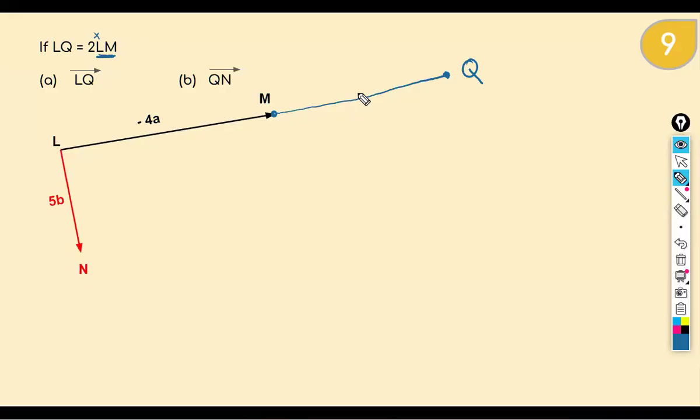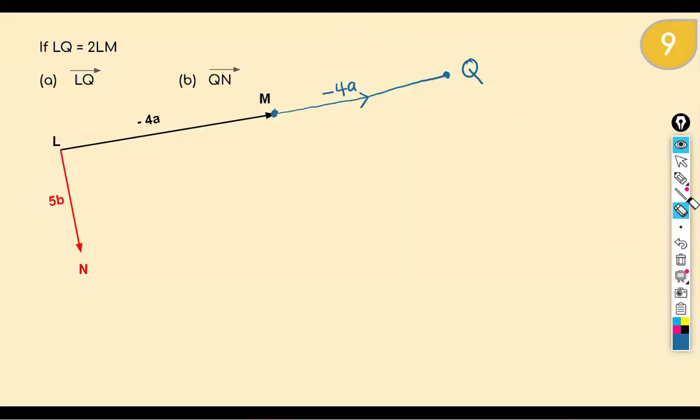So what is the value from L to Q? If L to M is minus 4a, then the whole value from L to Q is minus 8a. Because if you take minus 4a and multiply it by 2, you will get minus 8a. It also means M to Q is another minus 4a. Because think about it: minus 4a and another minus 4a is minus 8a. All right? So that is how you interpret that question.